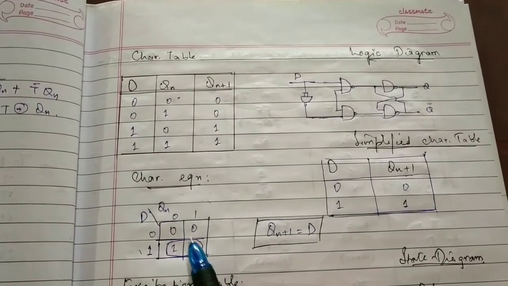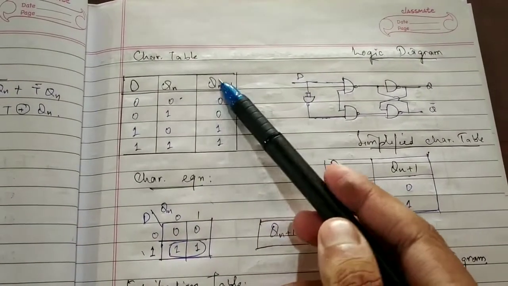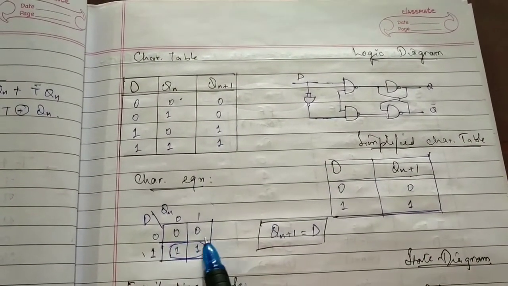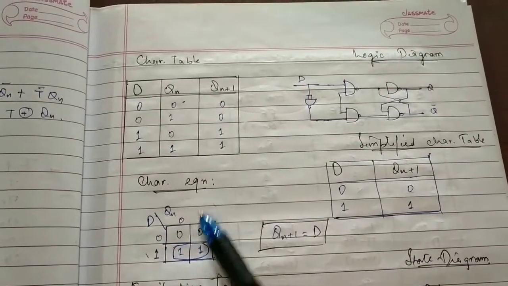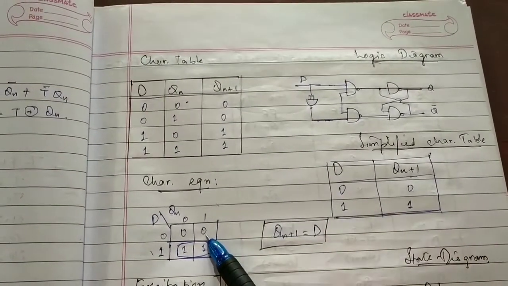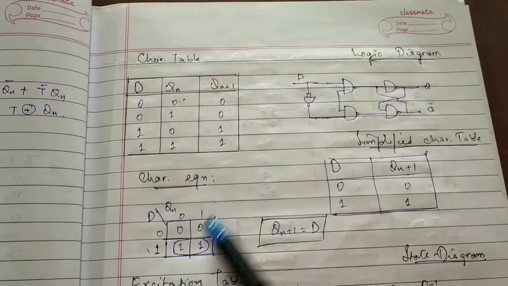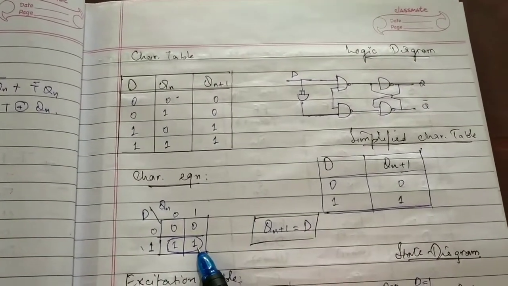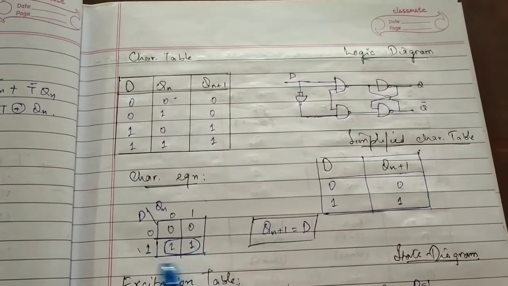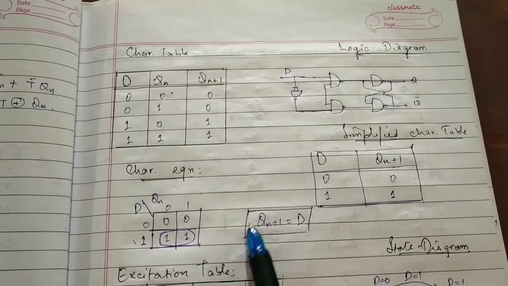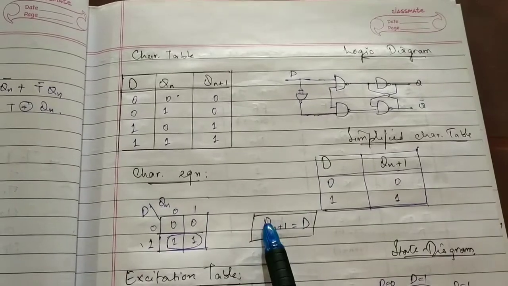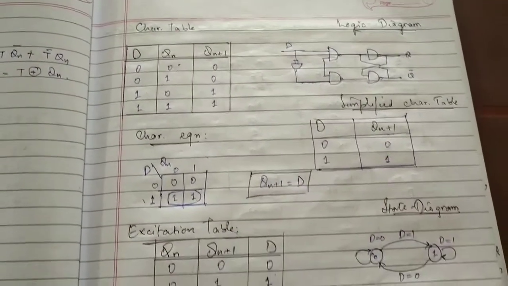We can obtain the characteristic equation from this characteristic table. We plot the K-map. In cell number 0 we have 0, in cell number 1 we have 0, in cell number 2 we have 1, and in cell number 3 we have 1. After necessary grouping we get Qn+1 is equal to D. This is the characteristic equation of the D flip-flop.